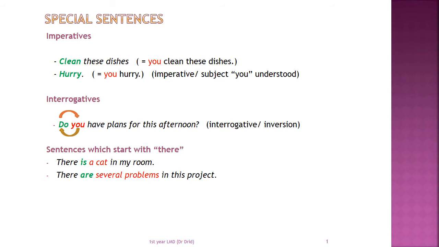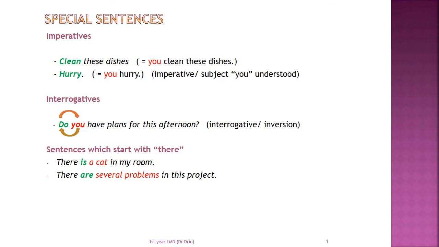The third type of special simple sentences is the sentences which start with the word there. For example, there is a cat in my room, or there are several problems in this project. There is never the subject of the sentence. It is a word which is used to get the sentence started. The meaning of this word is exist. We indicate that something exists. So, there is a cat in my room.